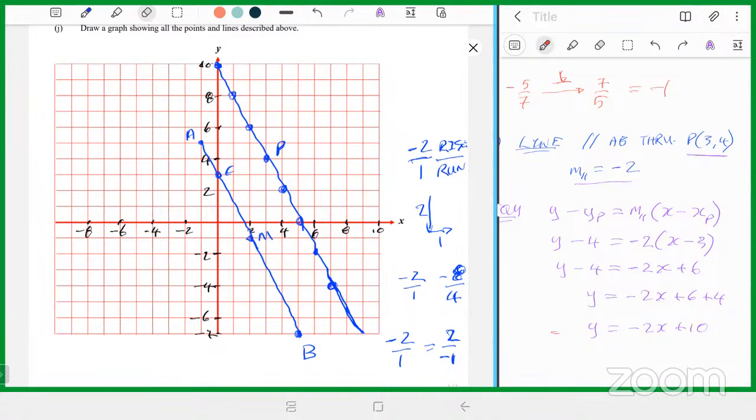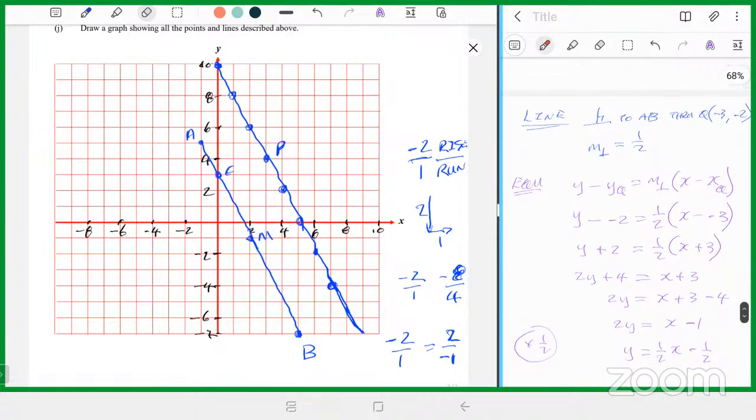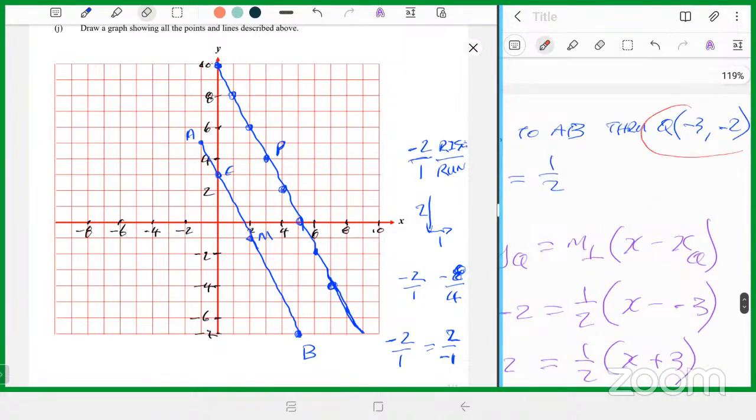All right. We need to do one more, the last line, which was a perpendicular line right here. It passed through the point negative 3, negative 2. Let's put on the point first. Negative 3, negative 2. So we're coming back 3 and going down 2. That's going to take us to the point right here. So that is where Q is located.